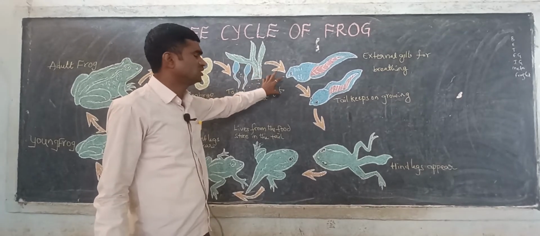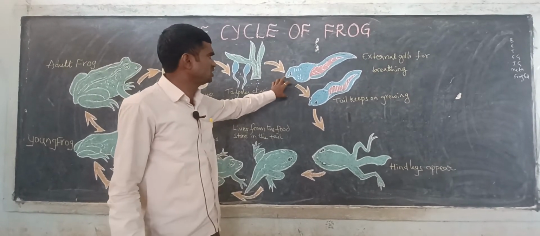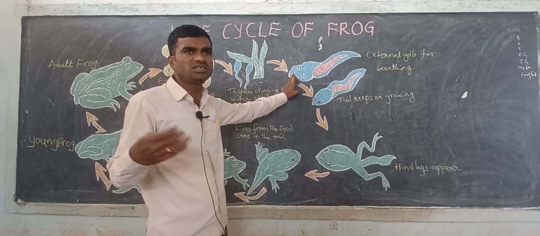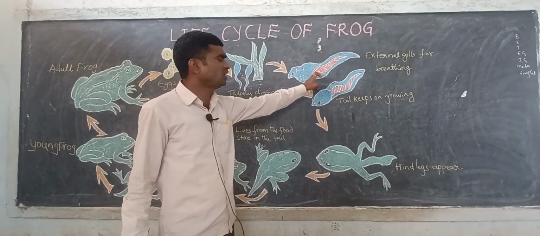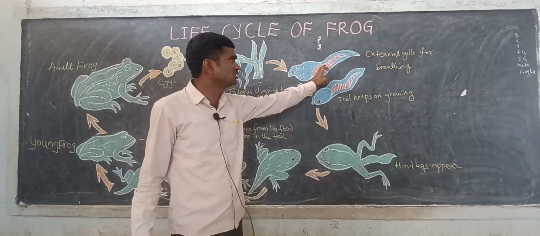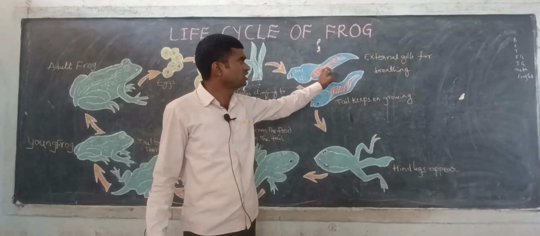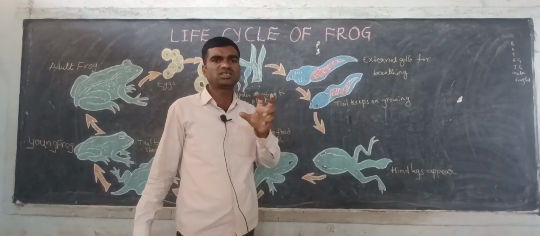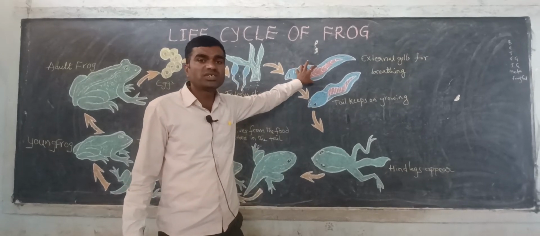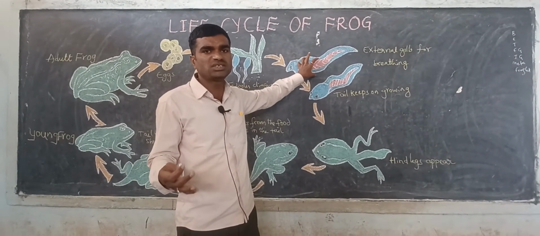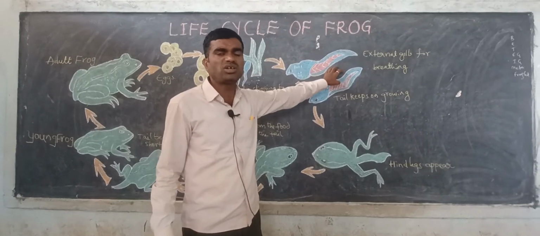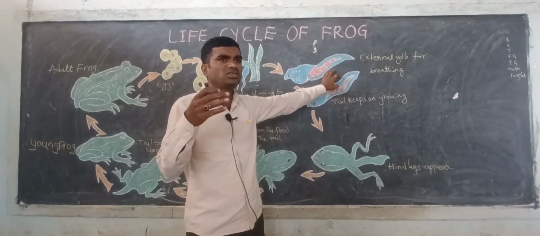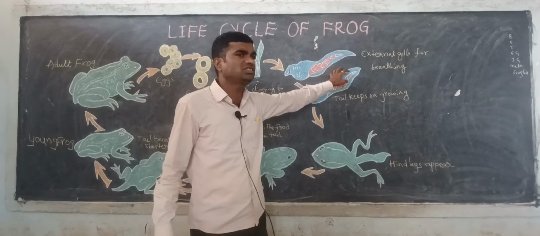After the next stage, the structure is changing, the developmental stages. The eye is developing somewhat, and we can observe it very clearly in this picture. These are called gills. Which type of gills? The gills are mainly external and internal gills forming here. In this stage, which type of respiration is going on? This respiration is called gill respiration.